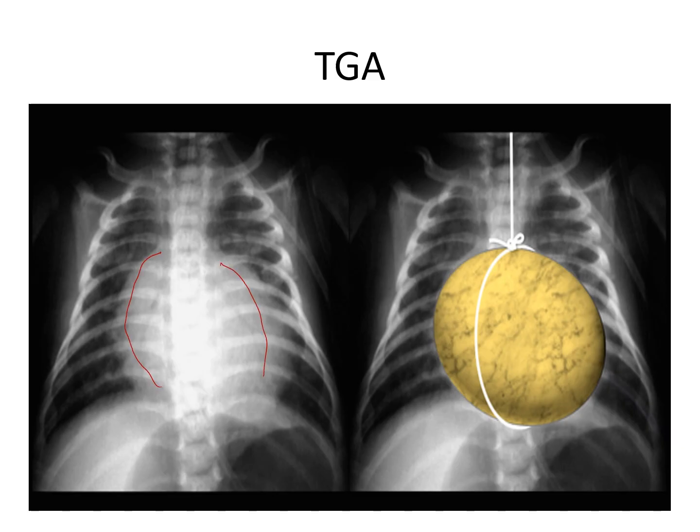This is the globular appearance of the heart and narrow superior mediastinum, and this leads to the appearance of the egg on string sign. So this is called the egg on string sign, and this is specific for the transposition of great arteries.